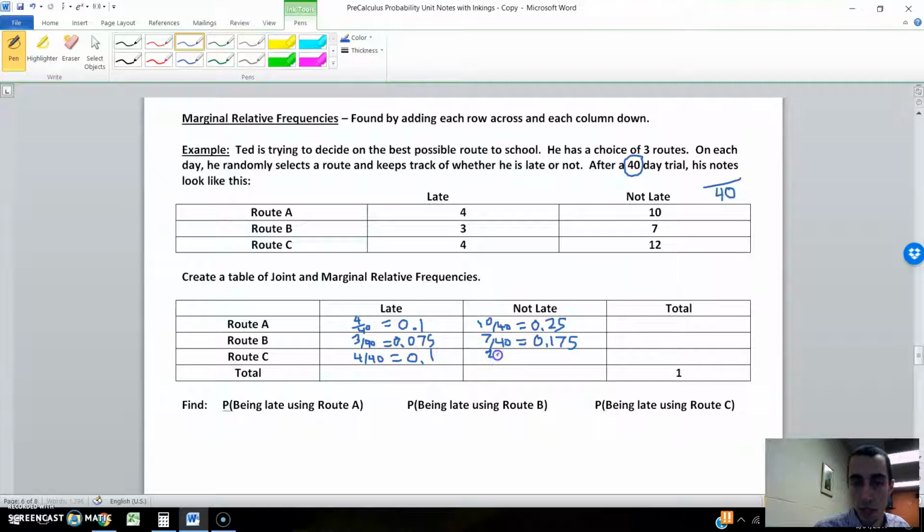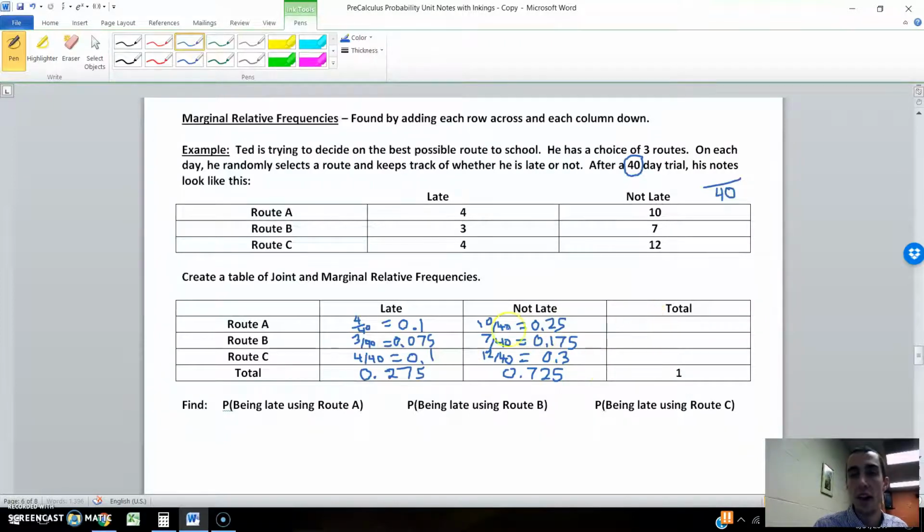And 12 out of 40 is 3/10. So if we total these up, 0.1 plus 0.1 plus 0.075 is 0.275, which means that this plus not late should equal 1. 1 minus 0.275 is 0.725, which is also what we get when we add up these 3, as we should.